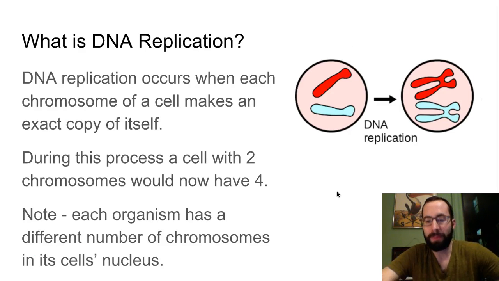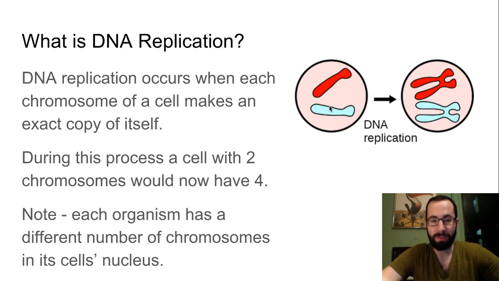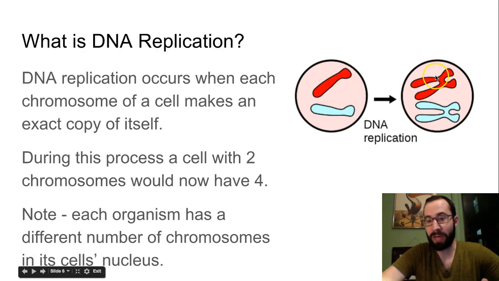Then DNA replicates as a part of this cell division process. DNA replication, or chromosome replication, you need to know about this. It occurs when each cell makes an exact copy of itself. So for example, if you have a red and a blue chromosome, these are two different chromosomes in this particular nucleus. During DNA replication, they double, and now you have two copies of each chromosome for a total of 4 chromosomes.